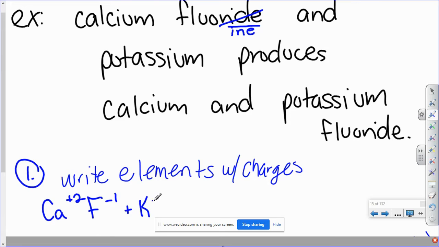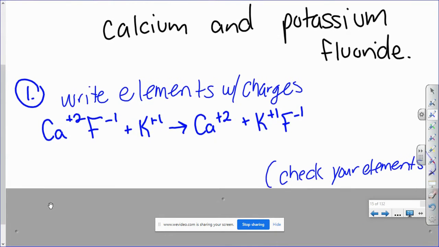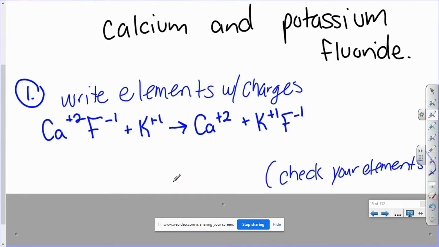For and, I'm going to put a plus sign. Potassium is K -1. Just kidding. That's a +1. Produces, that's going to be our yield sign. Calcium, which I know is Ca +2 because I used it on this side, and is our plus. Potassium and fluoride. Now, when you get to your products, it's a little bit easier because you'll be using what's on the reactant side, so you won't have to look at those charges. But again, I always like to double check to make sure my elements are on both sides. So here's Ca +2, Ca +2, F -1, F -1, K +1, K +1.